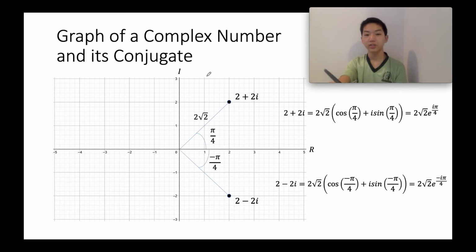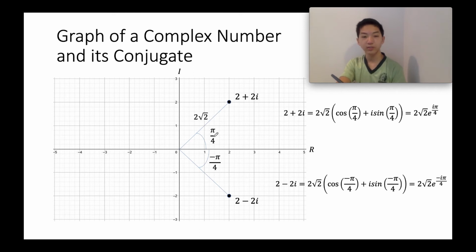And now we can see here that we have the conjugate. The conjugate is just the reflection of the complex number across the real axis. And then we can see here that the degree would be equal to the negative of the degree here. So you can see here the degree is pi over 4, but here the degree is negative pi over 4.